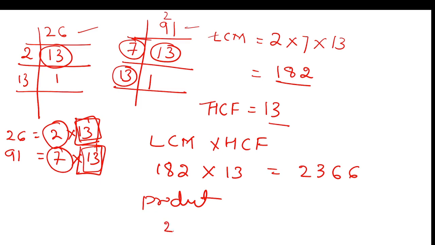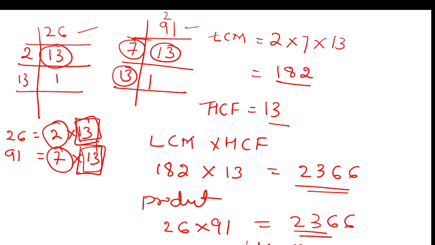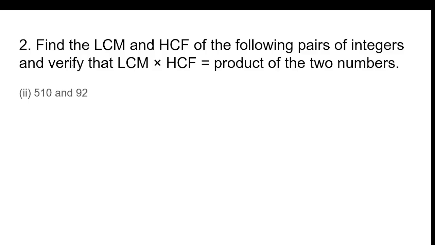Now we have to find out the product of these two numbers, 26 and 91. When you calculate 26 into 91, you will again get 2366. Both the values are same, so we can say that it is verified. Hence verified. Okay. Now shall we move to the second one? Yes. Second one.